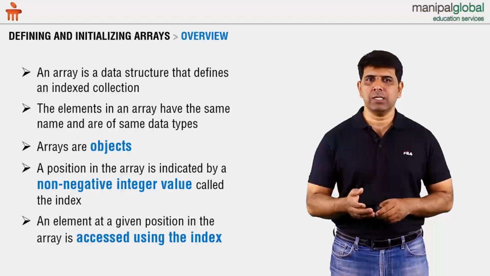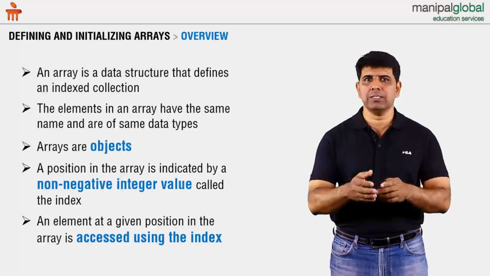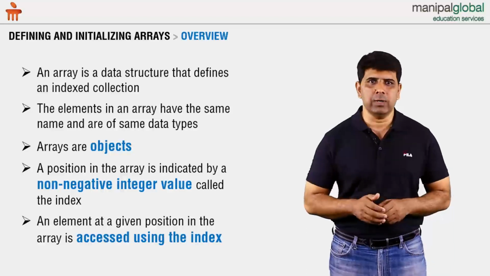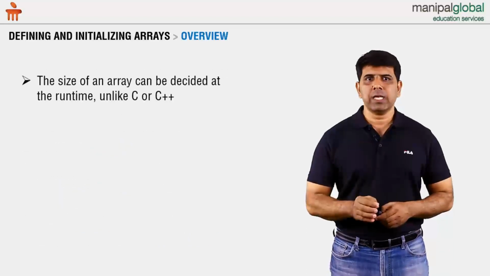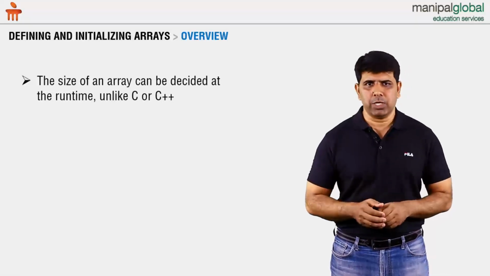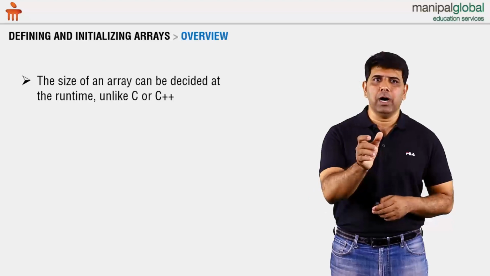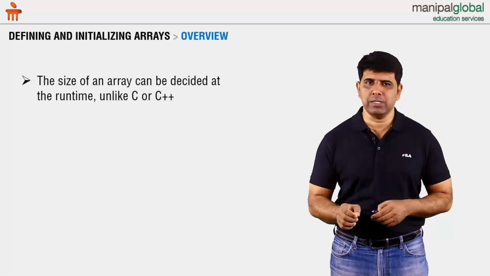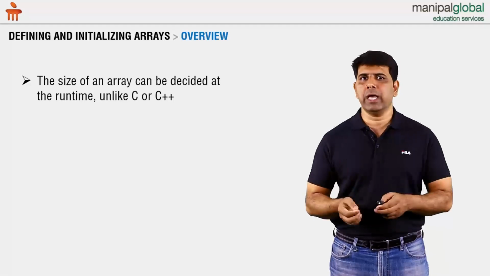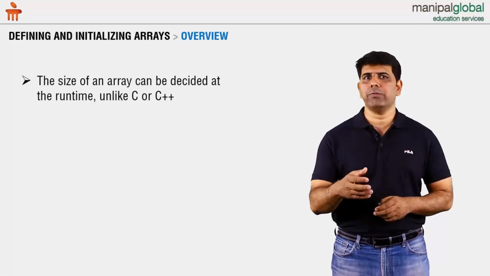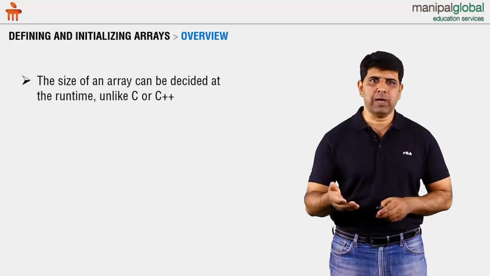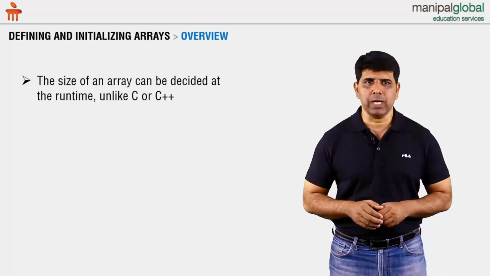In languages like C or C++, you can also access that with the help of address arithmetic. You can't do that in Java. Now, the size of an array can be decided at runtime, unlike C and C++. In C and C++, the array declaration comes with a size. So, if you want to have 3 elements, you declare the array saying that you need 3 elements. You can't use a variable to say, hey, I need an array of n elements where n has a value. Now, in Java, you can do that.